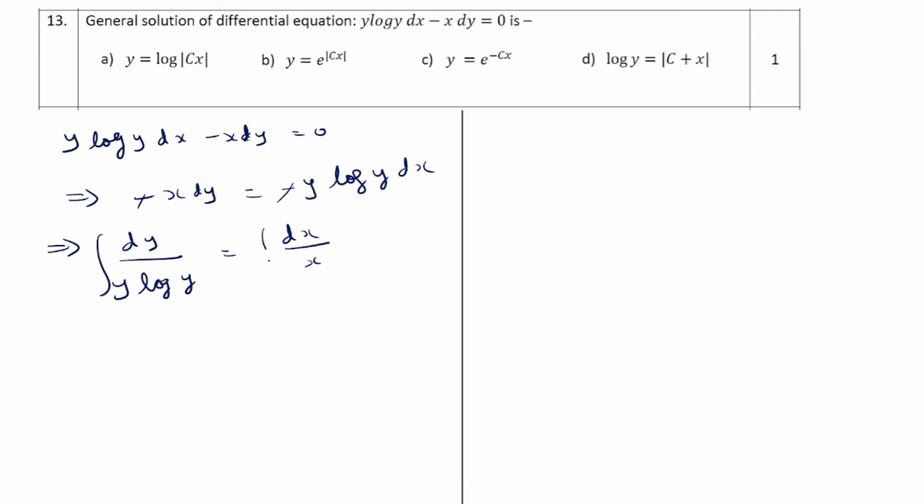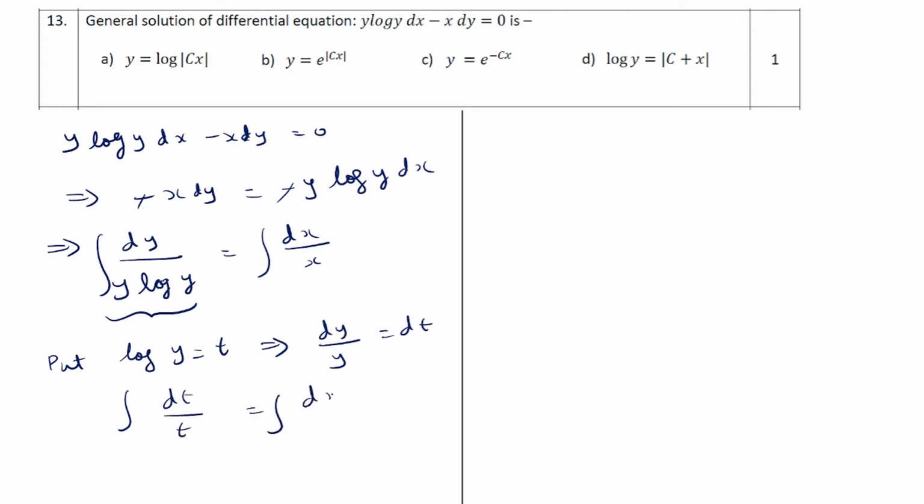Now let us integrate both sides. For integrating this, let us use integration by substitution. Put log y equal to t, then dy by y equal to dt. So if we substitute here, dy by y will be dt and log y will be t. Integral dt by t equal to integral dx by x. Now if we integrate, we get log mod t equal to log mod x plus log mod c.